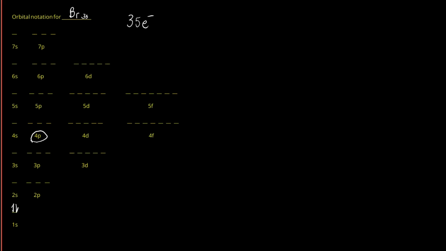So I go 1s, 2s, 2p, 3s, 3p, then I go 4s, then I leave 4s and I go to 3d, okay, and 4p, bromine is the fifth one.